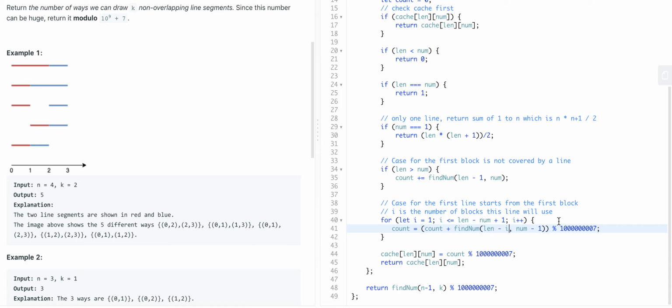And then we do mod here. Maybe it doesn't matter, but I mod it here so we don't have a big number. And then we just keep it in the cache and return it. And at the end, we just call the function with n minus 1, because n is the number of points. So the length is actually the number of points minus 1, and then k, and then we apply the mod. So let's try running it.